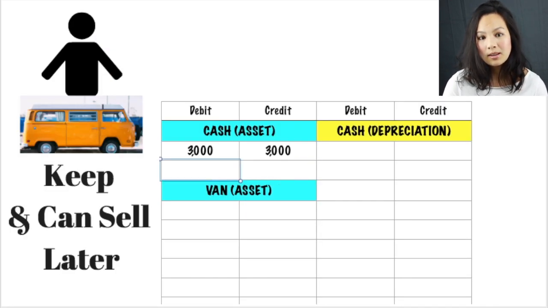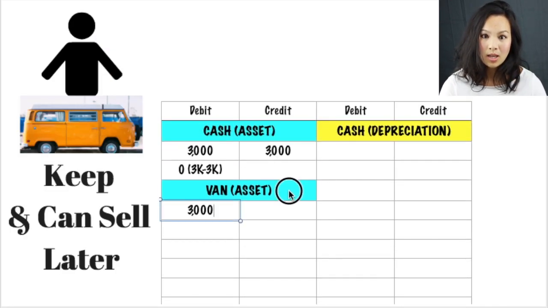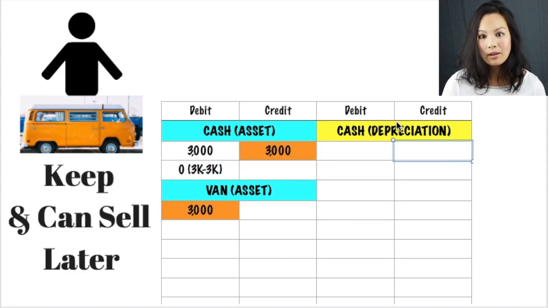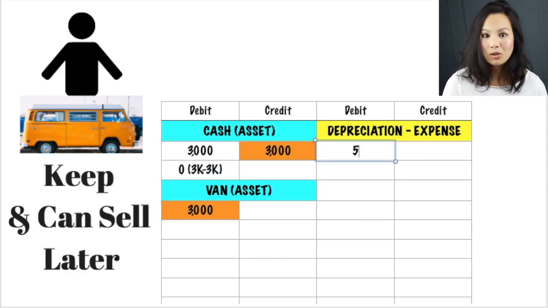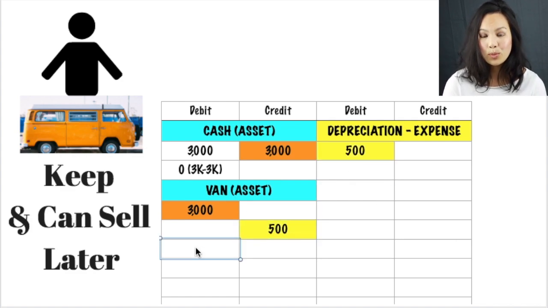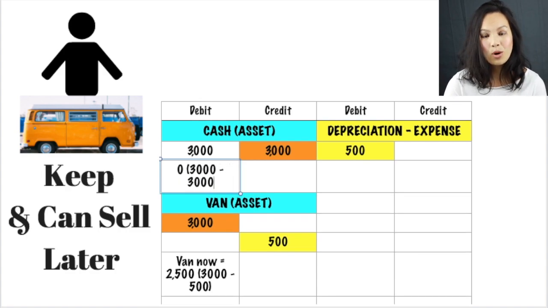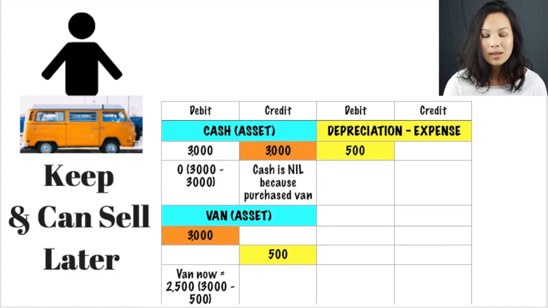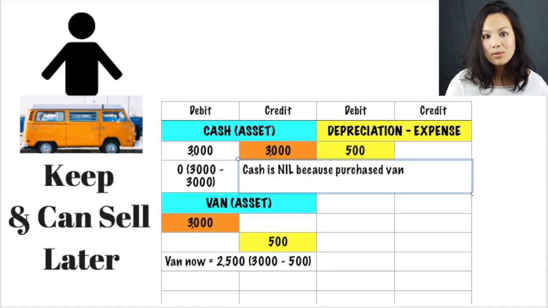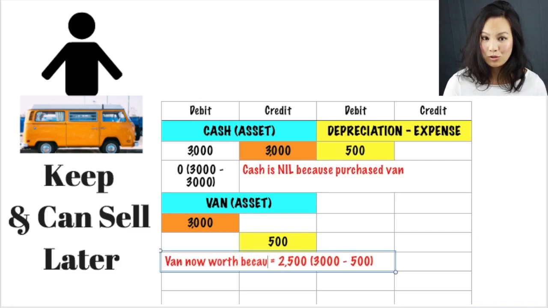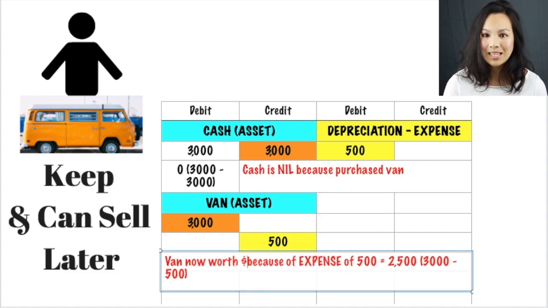So what you've done here is you've purchased a van using cash. So your asset of cash goes down and your asset of a van goes up. So you've spent to purchase an asset, not spent for an expense. In terms of the van, when that van decreases in value through depreciation, then it's an expense.